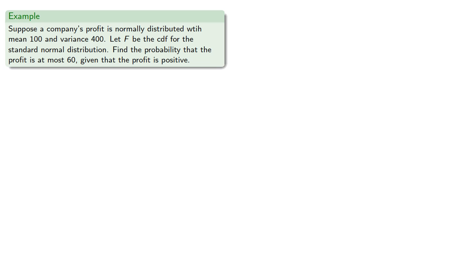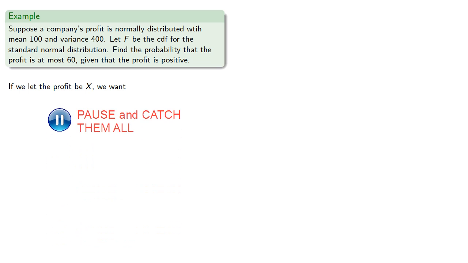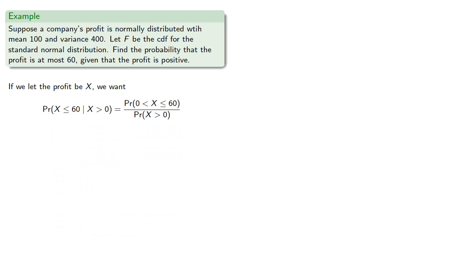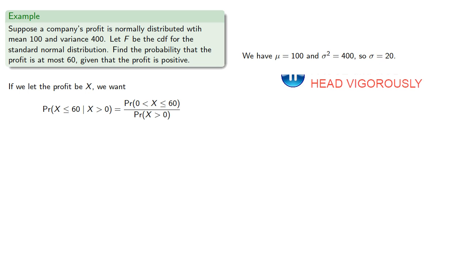Or suppose a company's profit is normally distributed with mean and variance. And let's see if we can express the probability that the profit is at most 60, given that the profit is positive. And so this is a conditional probability. And so if we let the profit be the random variable x, what we want is the following. So we're given the mean, and remember the variance is the square of the standard deviation, so we also have the standard deviation.